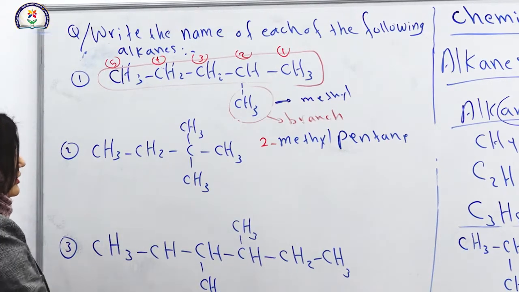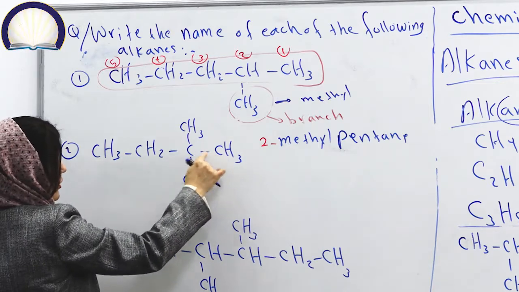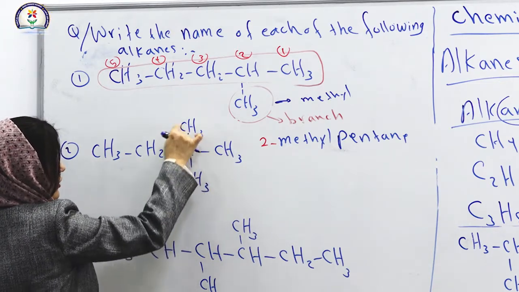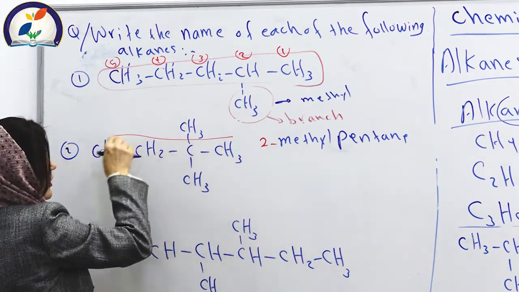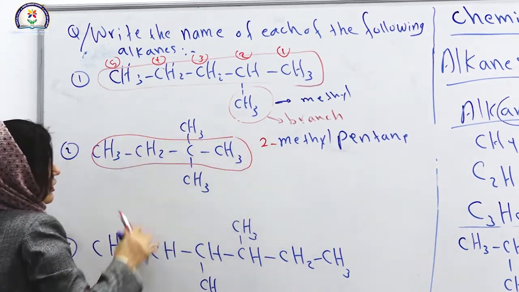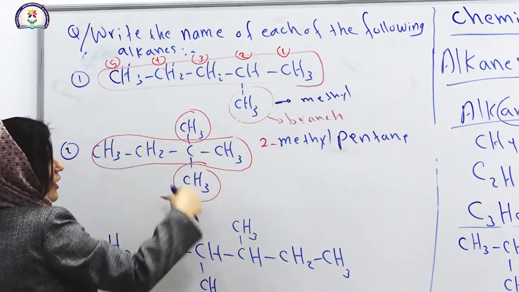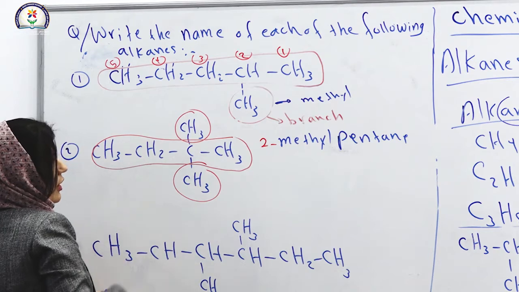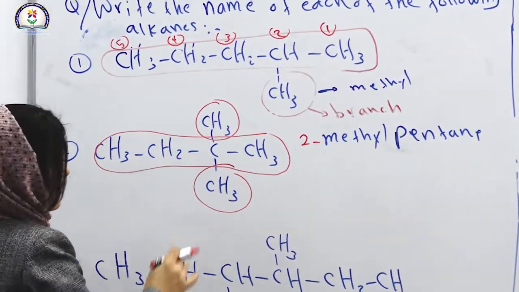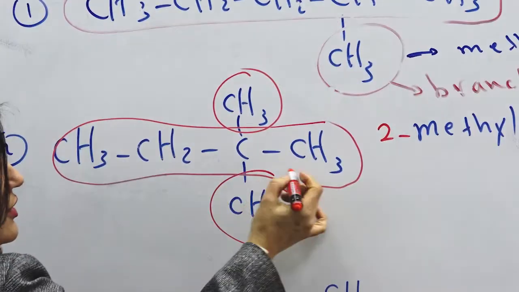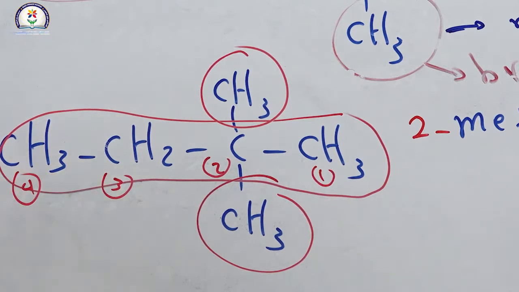I am going to solve the second one. To write the name of the second one, look at this. You have to choose the longest chain. 1, 2, 3, 4. This will be the longest chain. If you choose this, this will be a branch, and this will be a branch. We have 2 branches. Then you number the chain from the side that is closer to the branches. 1, 2, 3, 4.